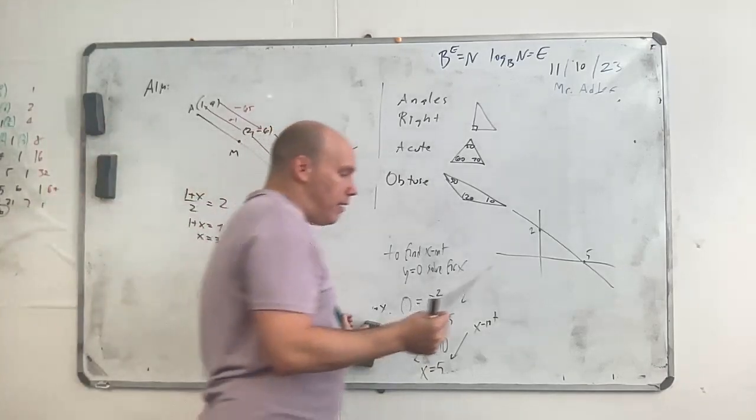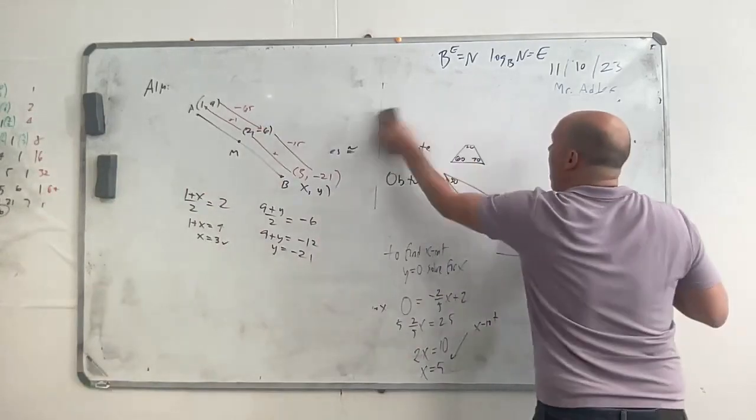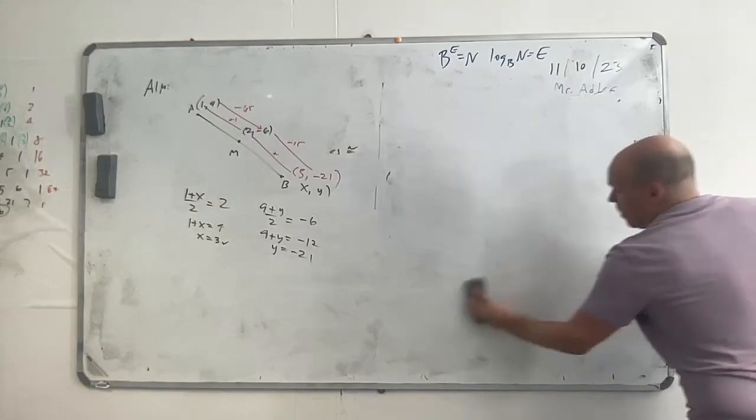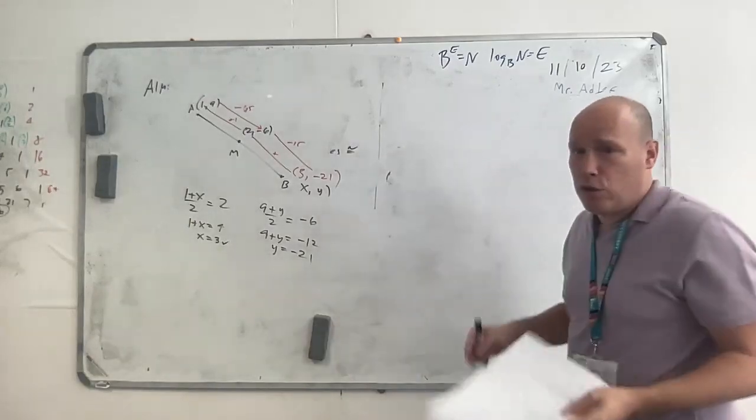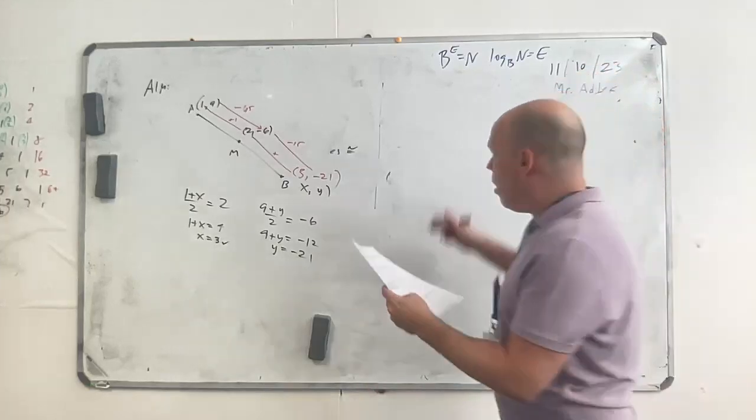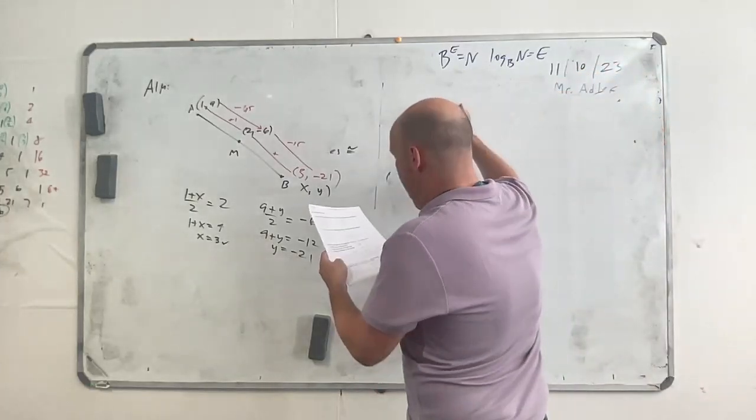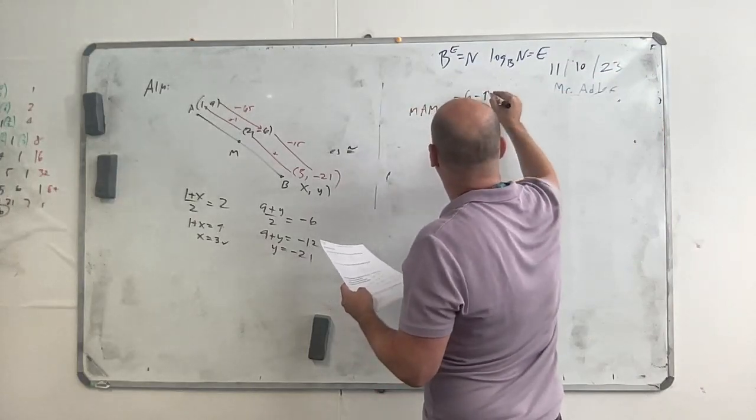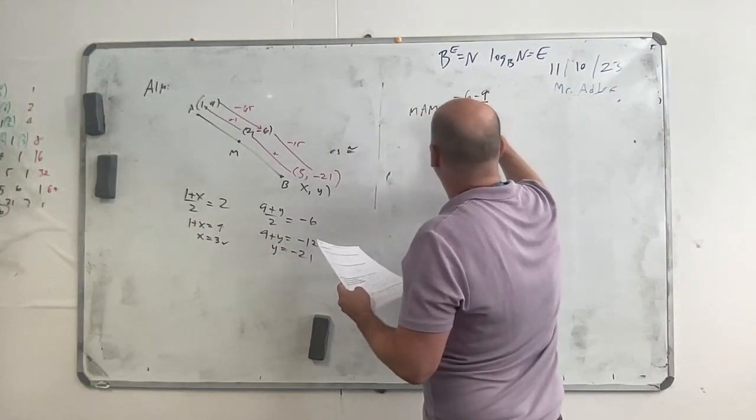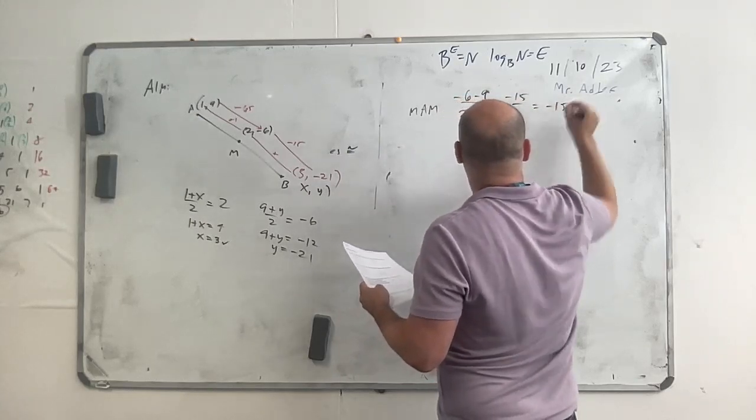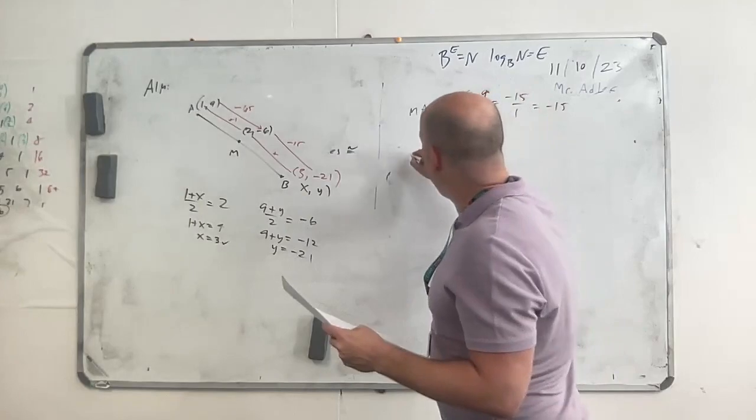Nice. Okay, next point. What is the slope of AM and AB? So let's figure this out and then come to some conclusions about the slope between any two points on a line. So the slope of AM is negative 6 minus 9 over 2 minus 1, negative 15 over 1, or negative 15. What's the slope of AB?